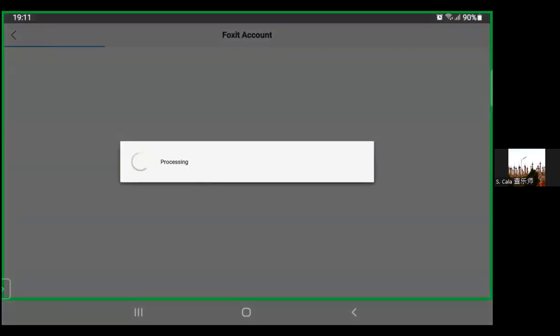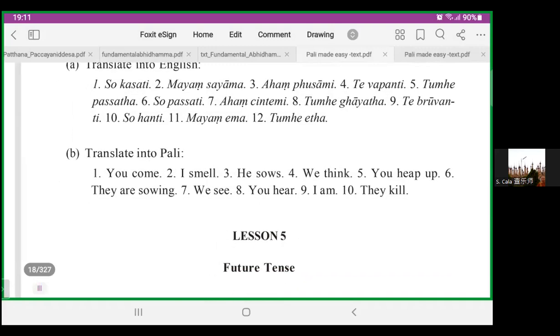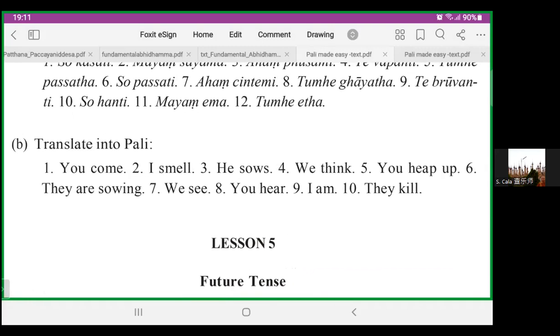This is more difficult compared to the previous one. So anybody, just try without looking at the answer, if you can remember. We do it together. How do you translate "you" into Pali?